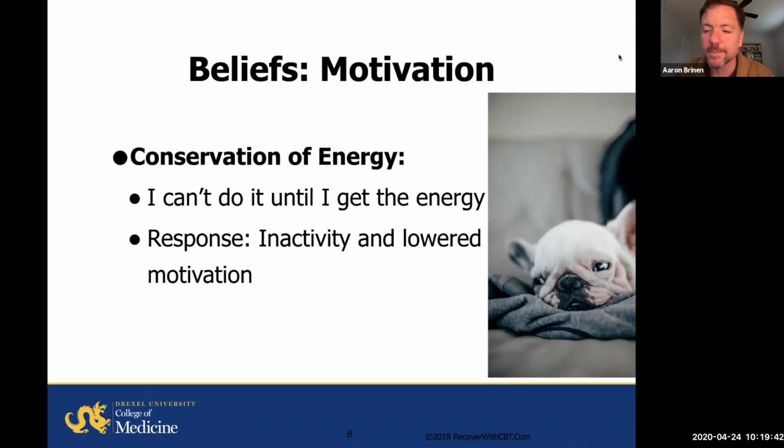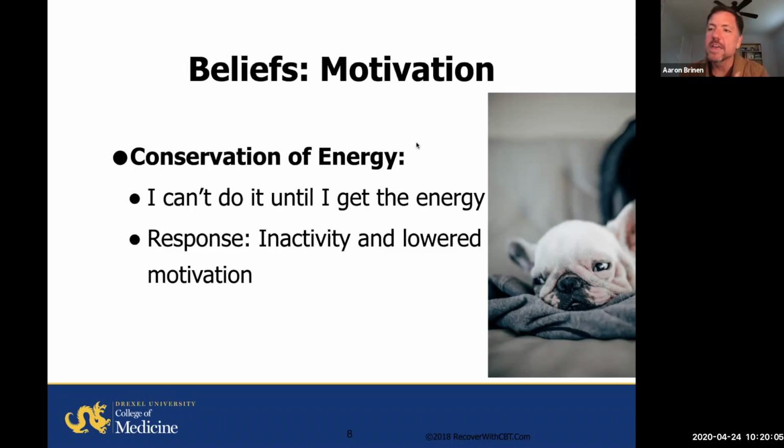Okay, awesome. And what that leads to is inactivity, lowered motivation, right? So people don't end up doing these things. And what happens is, think about it. Have you ever just laid around a little bit longer? Does your energy go up or down? Right, it goes down. But where this comes from is it's actually a defensive belief.